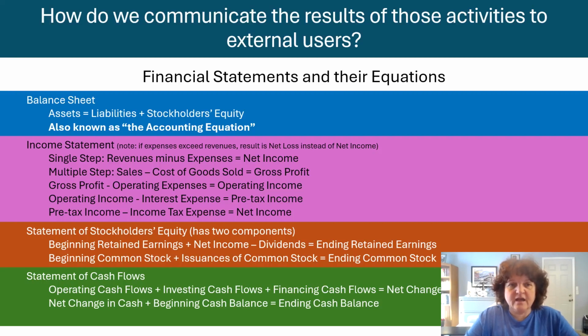And it is the equation that says that the assets, which are the resources of the business, are equal to the claims against those resources, which are liabilities and stockholders' equity. The liabilities are claims from the people or companies that have loaned us money or have granted us credits. If we buy something on credit, we owe for that, and that is a liability. So liabilities are amounts that we owe.